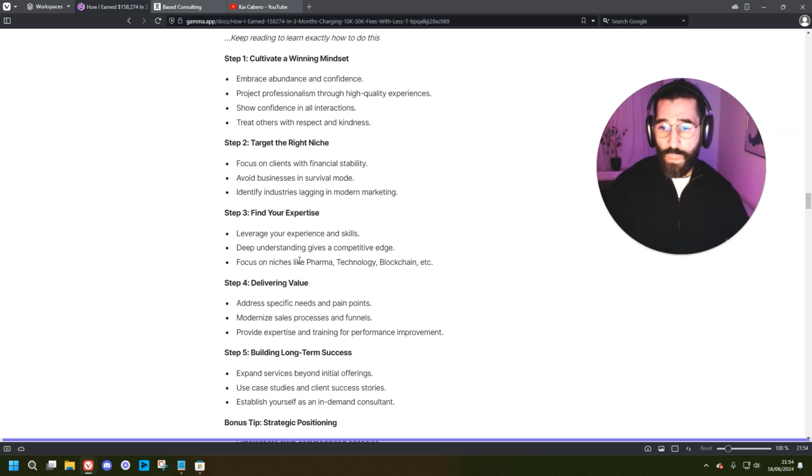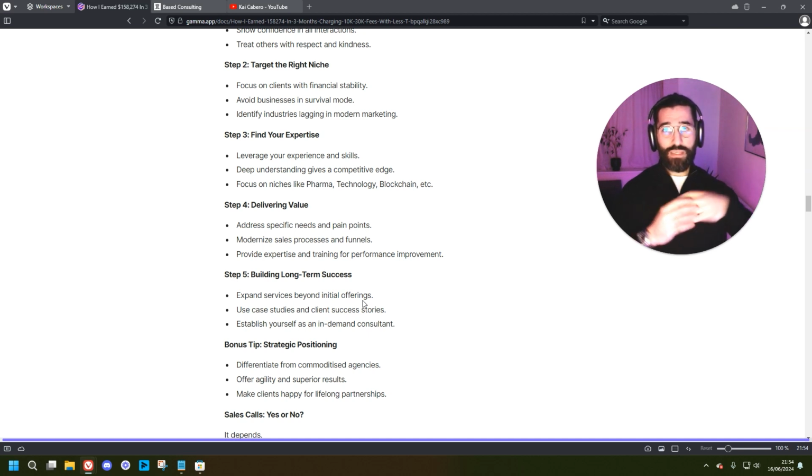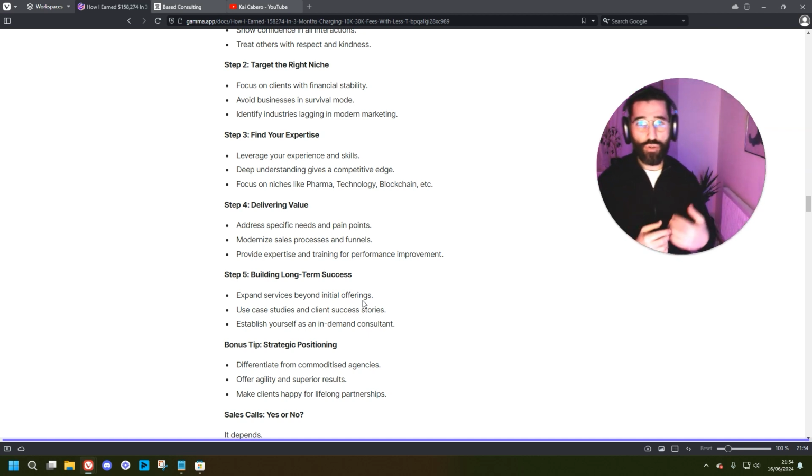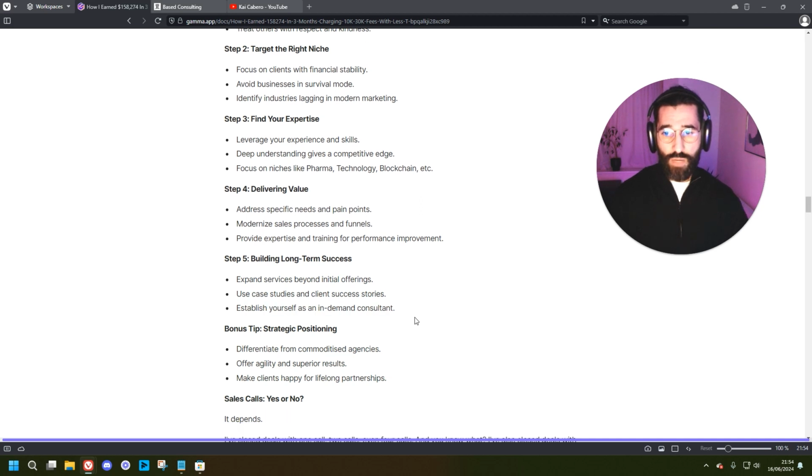Okay. So step 5 is building long-term success. Expand services beyond your initial offerings. Okay. So don't be static, be more modular, a bit more flexible in your approach. Just sell what the prospect is telling you they want to buy. And use case studies and client success stories as leverage, and establish yourself as an in-demand consultant.